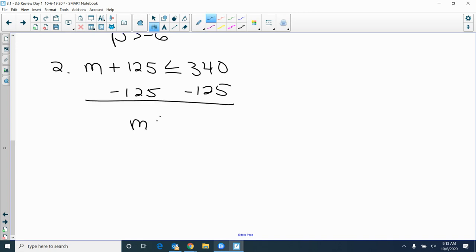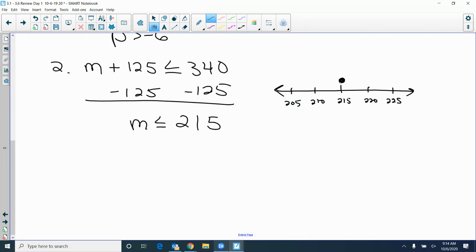And I get M is less than or equal to, what is it, 215? Yeah, 215. All right, to graph that, it does ask us to graph it. I would just start at 215. You can go up by 5s or you can go up by 10. It's not a big deal either way, as long as you put them in the right order. Less than or equal to, solid dot to the left.